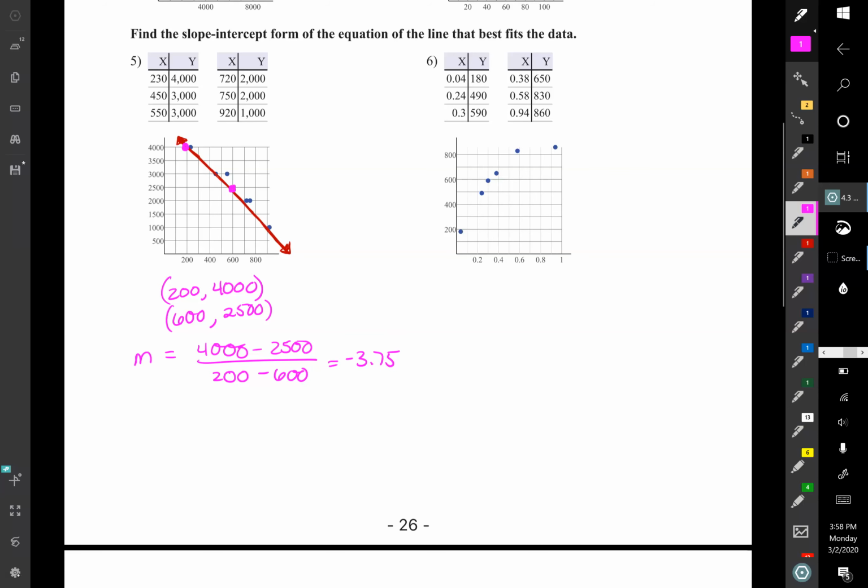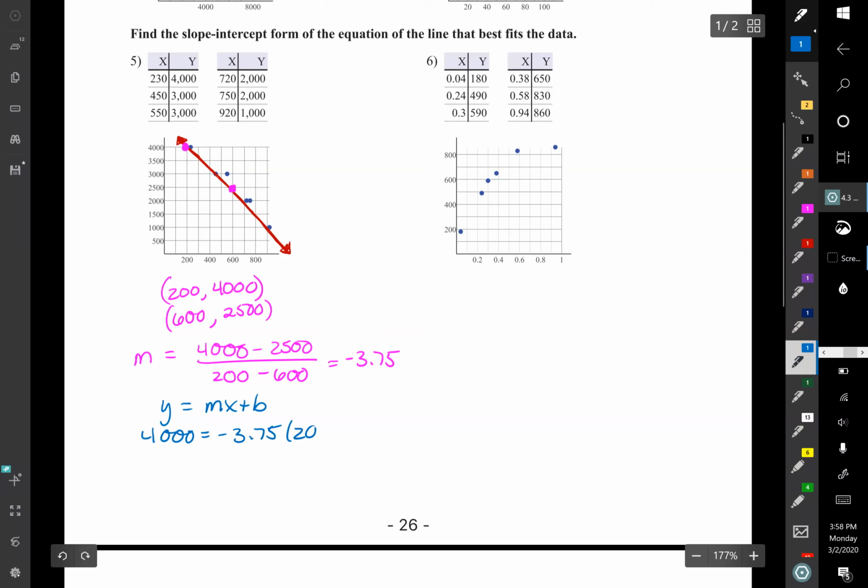When I go ahead and plug that into y equals mx plus b, a little review here, we have 4,000 equals negative 3.75 times 200 plus b. Once I crunch the numbers and do the math, I'll get b equals 4,750. I'll let you crunch your own numbers, so yours might be a little bit different than mine. It's really an approximation here is what we're talking about.